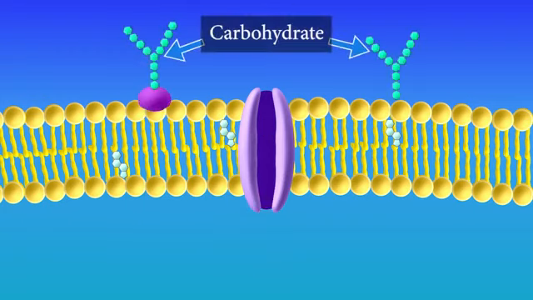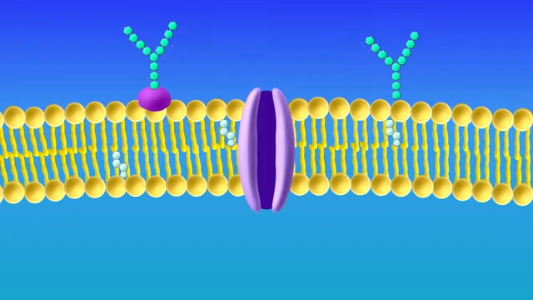A fourth membrane component is carbohydrates. These are often involved in cell identification. Blood types, for example, are the result of membrane carbohydrates attached to proteins. These help you to identify blood that belongs to you and distinguish it from foreign invaders.